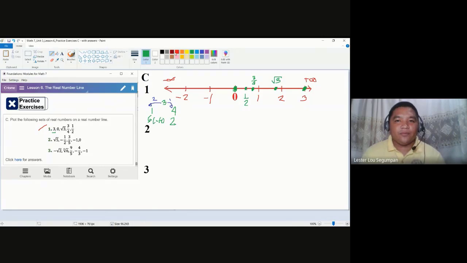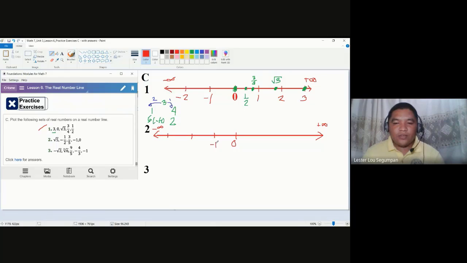Number 2. Again, you can use the previous practice exercise to determine whether our arrangement is correct or not. Just don't forget to place these notations to denote that it extends to both sides. And you have here 0. So we already have 0 here, since we have square root of 5 estimated to be 2 something.